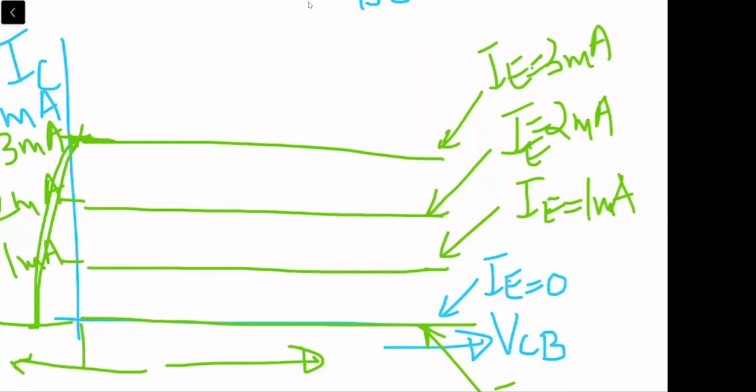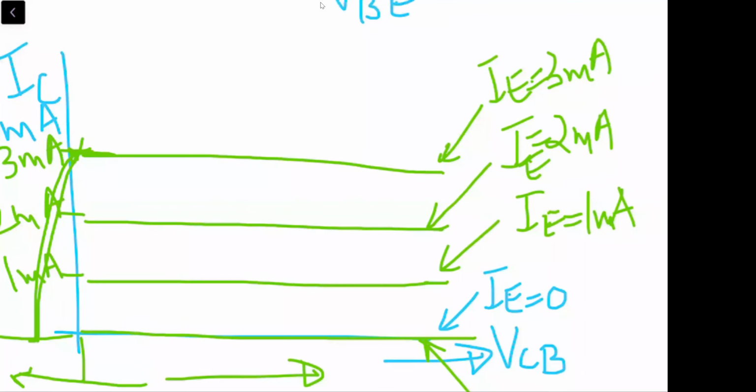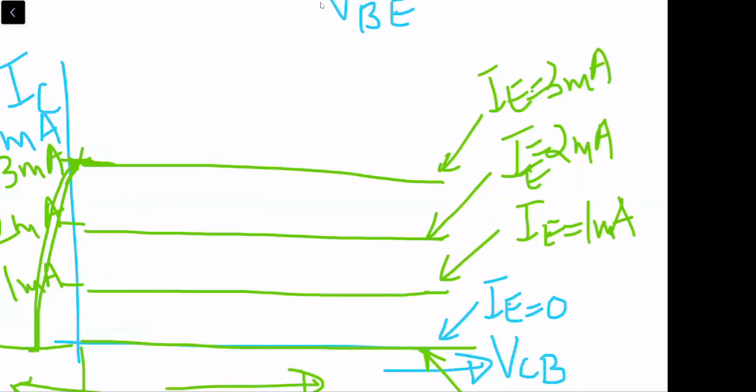The reason is that it cannot get more because the emitter is not generating more, if you increase or decrease the VCB as long as VCB is positive. But if VCB goes in the negative direction, then the collector won't be able to collect the majority carriers which were being emitted by the emitter. Therefore, the IC current will go down and go to 0 over here. Are you with me? Yes, sir.